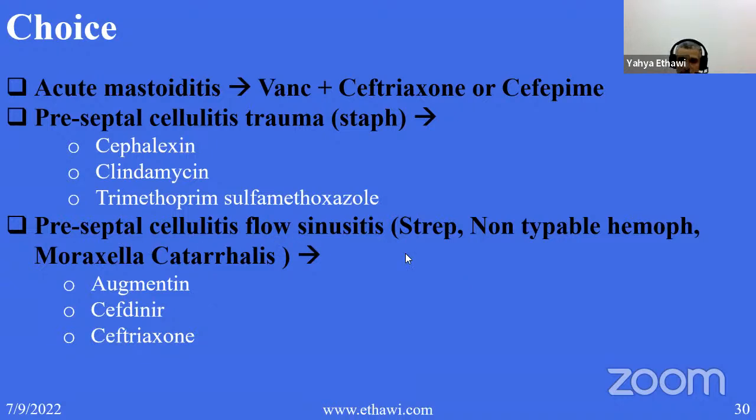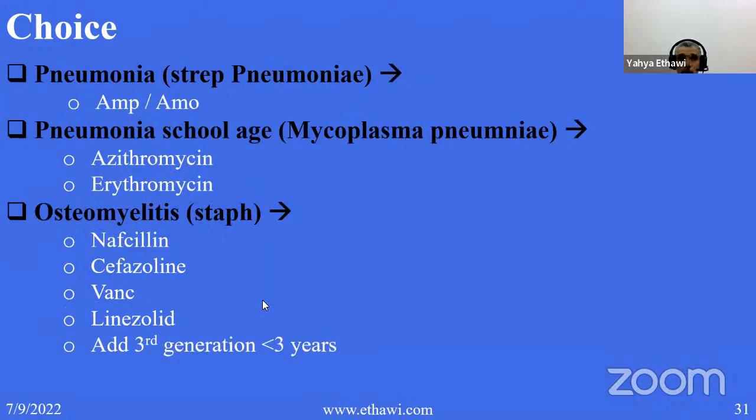following the sinusitis, so the streptococcus, non-typable Haemophilus influenzae, Moraxella catarrhalis. We need to use more broad spectrum such as augmentin, cefdinir, or ceftriaxone, the 3rd generation. Pneumonia caused by streptococcus pneumoniae, we can use ampicillin, amoxicillin. Pneumonia at school age, we need to use azithromycin or erythromycin. Osteomyelitis with staph suspicion, we can use nafcillin, cefazolin. For MRSA, we need vancomycin, linezolid.